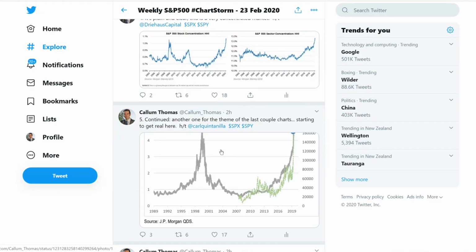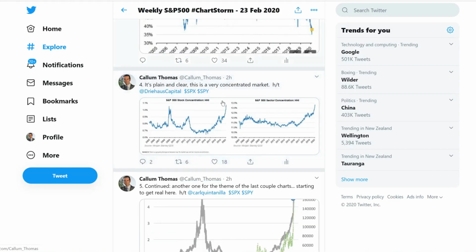Let's go on to the next one, because the next one expands on that theme. We've seen a lot of charts floating around like this, and you see the same kind of pattern if you look at, say, tech sector market cap weighting. Obviously it'll probably map pretty closely to that.